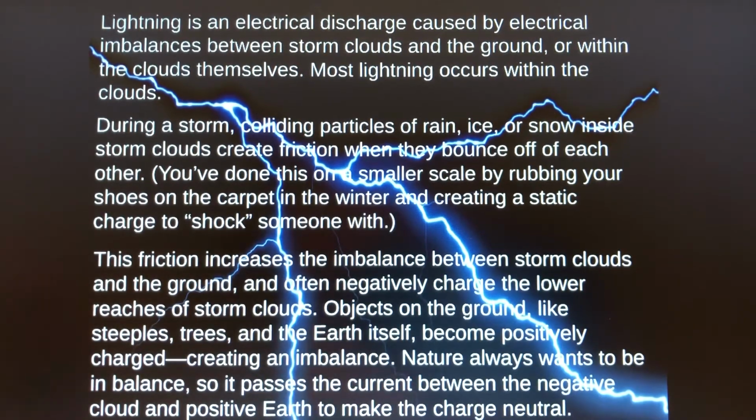Now, the things on the ground or the other cloud become positively charged, and the cloud becomes negatively charged. Now, nature always wants to be in balance, so it passes the current between the negative cloud and the positive earth so that the positive and negative cancel each other out and it can be neutral.